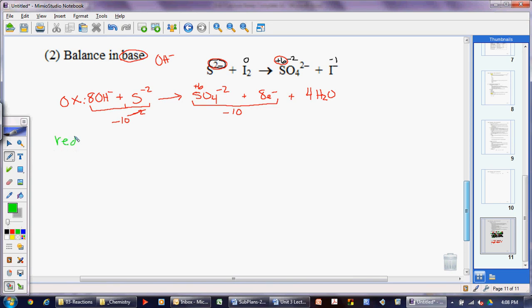Okay, let's try now the reduction. So let's look up to the actual reaction and see what's being reduced. We have iodine going from 0 to -1. Well, that's a gain of electrons. So I2 going to I minus.